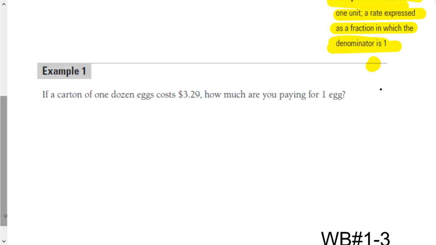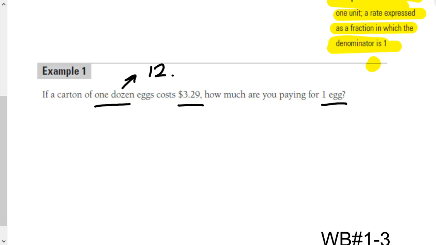Our first example is: if a carton of 1 dozen eggs costs $3.29, how much are you paying for 1 egg? So we have 1 dozen, a price, and 1 egg. If we're unsure, 1 dozen means 12. A baker's dozen means 13. Half a dozen means 6. So 1 dozen eggs costs $3.29.